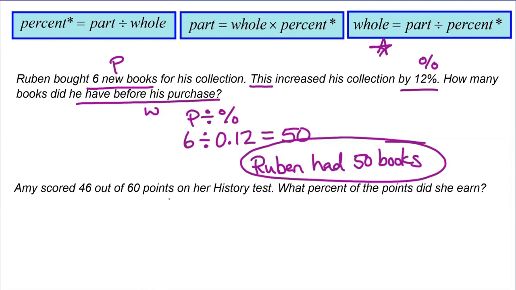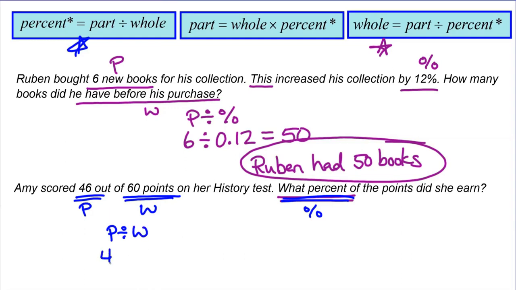Amy scored 46 out of 60 points on her history test. What percent of the points did she earn? So what percent, that's what's missing here. What do we know? Amy scored 46 out of 60. So the 60 points is the total or the whole. 46 is the part, and the percent is missing. So we need to use the equation that tells us the percent, and that would be this one right here. The percent is equal to the part divided by the whole. So part divided by whole, and that'd be 46 divided by 60.